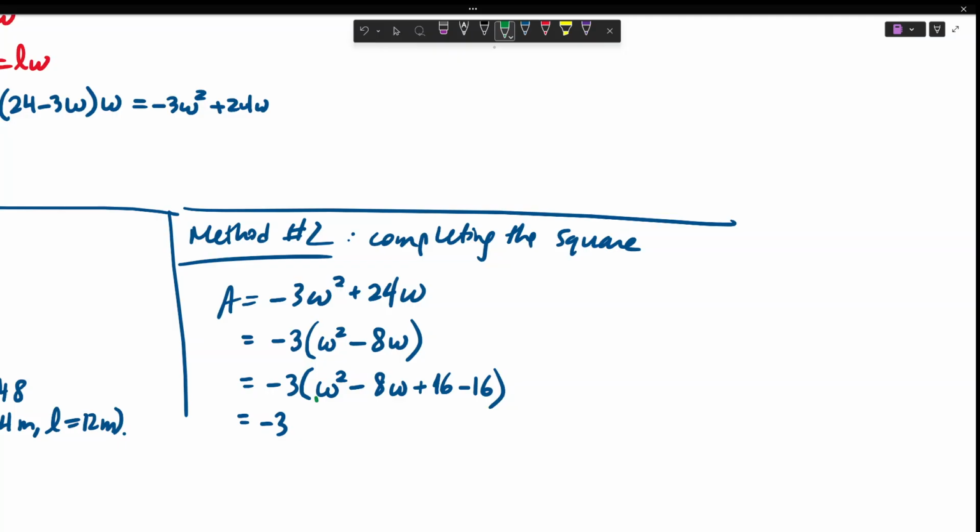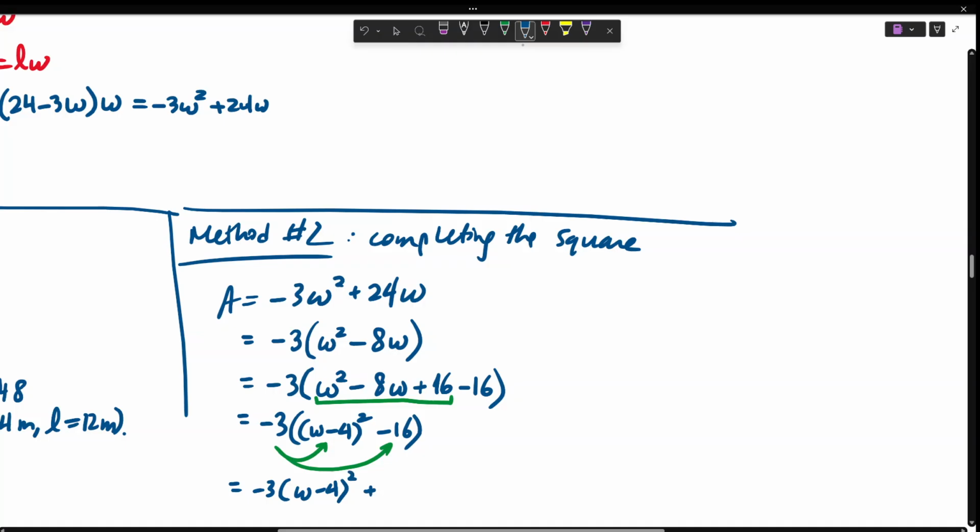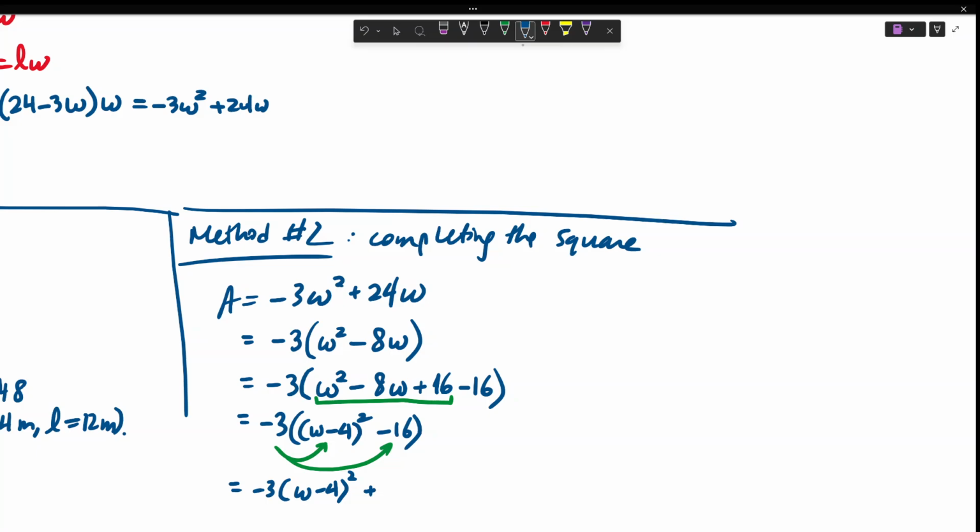Now you'll notice we have a beautiful square here. We're not going to touch it. We're just going to write it as a square, w minus 4 squared. And then we're going to distribute this negative 3. So you have negative 3 times w minus 4 squared plus negative 3 times negative 16, which is positive 48. And now you can see you have a vertex form where the width is going to be 4 and the A is going to be 48 at the vertex.